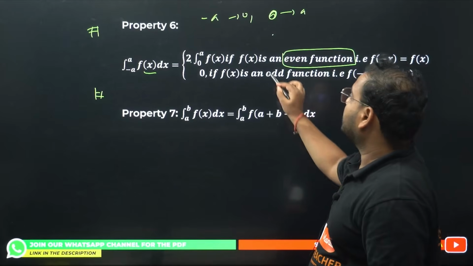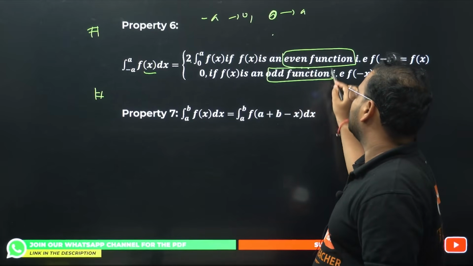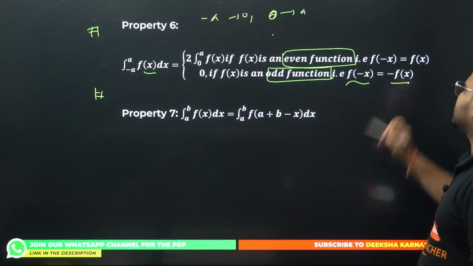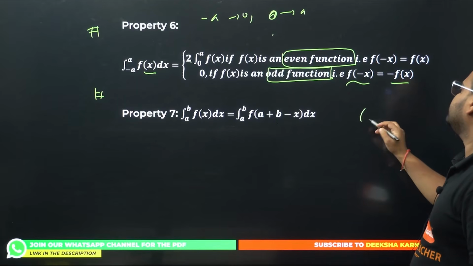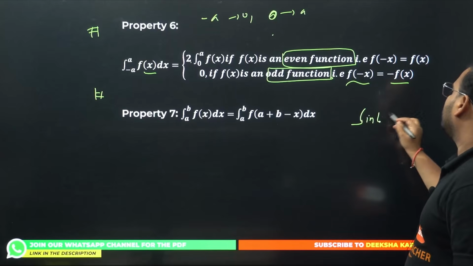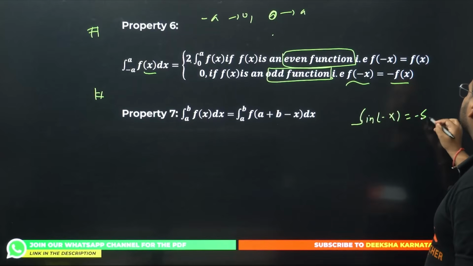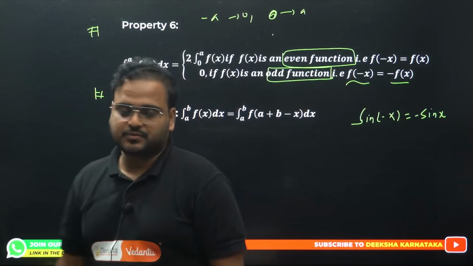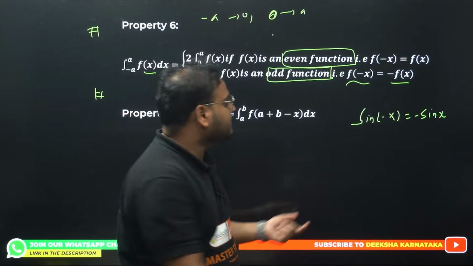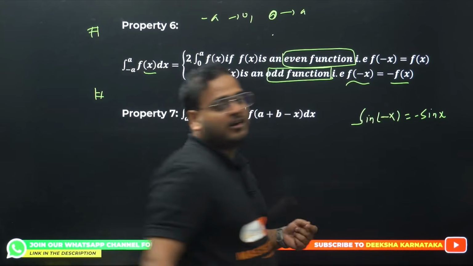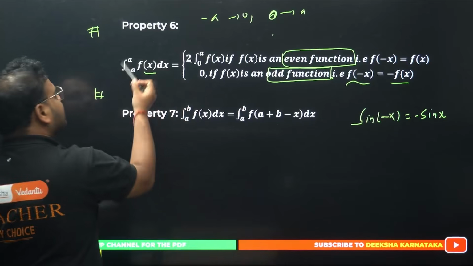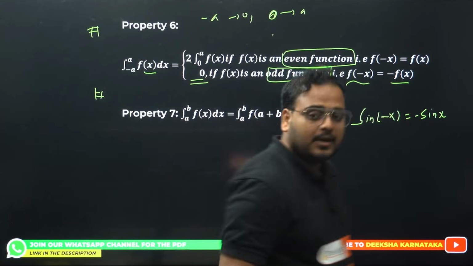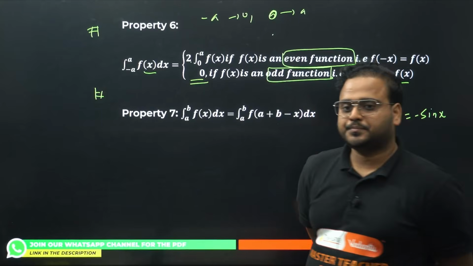If the function given to you is odd, basically what it means, an odd function, f of minus x is minus f of x. For example, sine of minus x is minus sine x. It means sine is an odd function, whereas cos is an even function. Okay, so basically, whenever you're dealing with the case of odd functions and the limits are like this, minus a to a, the answer is always 0. Answer is always 0. Very, very useful.